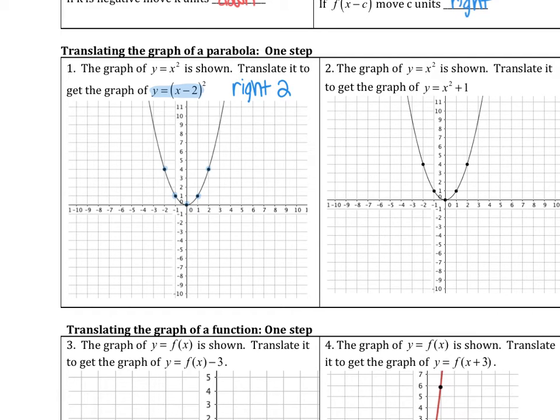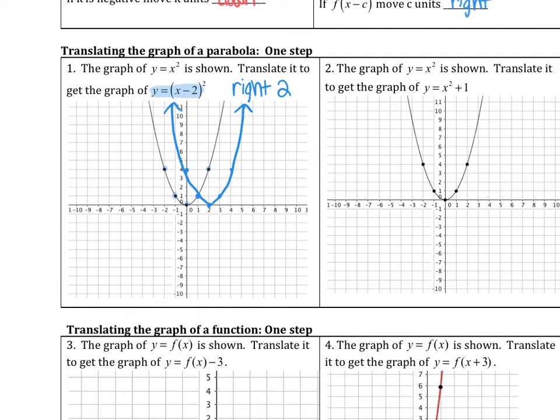So every single one. I'm going to start in the middle at 0, and I'm going to move that one right 2. And then I'm going to move this one right 2. So you got 1, 2 there. And then 1, 2 there. You have a point right here. You're going to move 1, 2 there. And 1, 2 there. And then once you make your points, you can draw your parabola. And that's moving a parabola right 2, or translating it right 2.